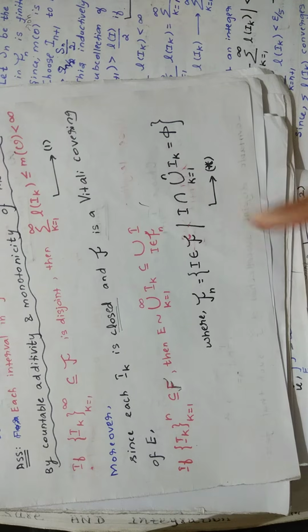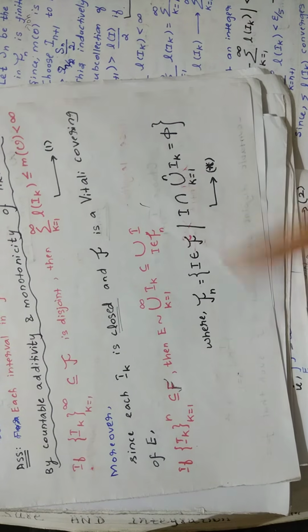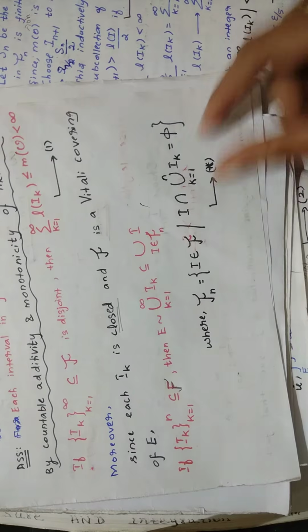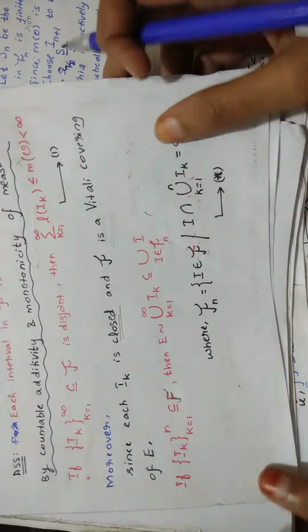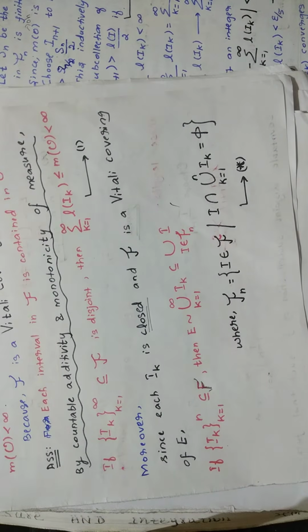Okay, mark it as equation number star. You defined fn, right? So mark it as equation number star, and you are going to complete the first part of this proof. Okay, so let me turn the next page.